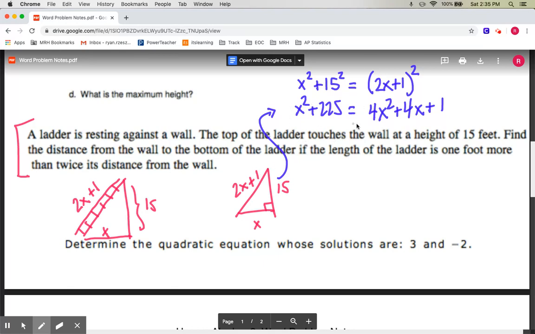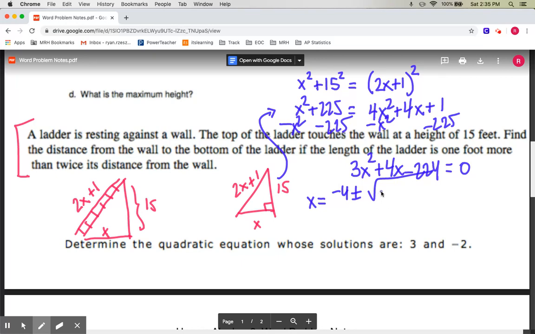Now I'm just doing regular solve for x math. I'm going to subtract over my x squared and my 225 as well. Now my equation is going to say 3x squared plus 4x minus 224 equals 0. At this point, I'm just going to throw this in the quad formula and not worry about trying to figure out if it factors. Let's see what I get when I do negative 4 times 3 times negative 224. That's a positive 2688, all over 2 times a.